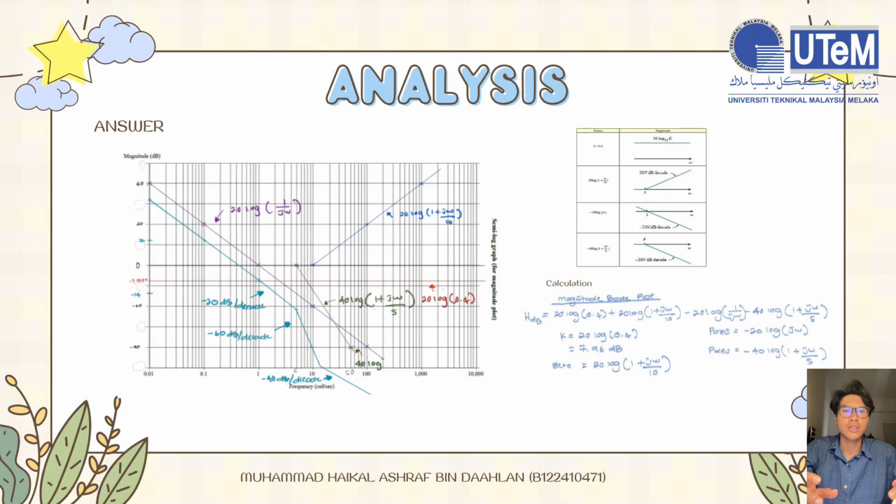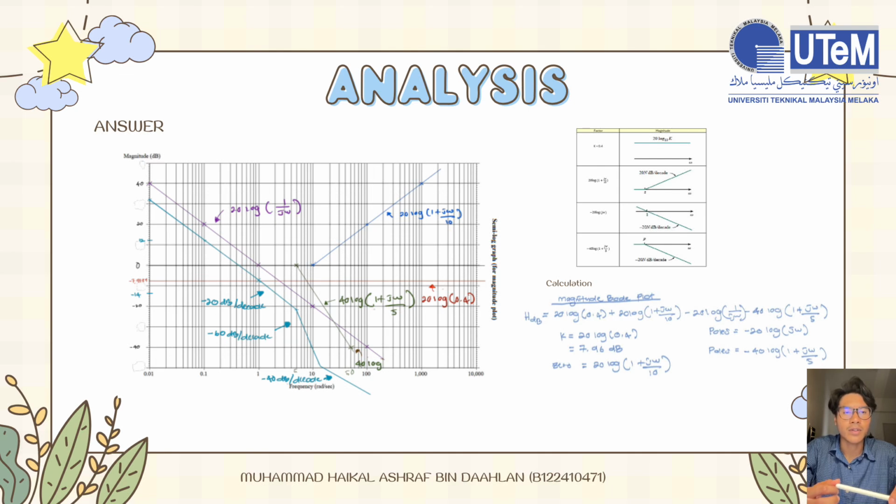Okay, we continue the analysis for the phase Bode plot, where firstly we must convert the value of magnitude to the phase. First, we have the 20 log 0.4. So we convert to the phase, which is tangent inverse of 0 over 0.4, and we get 0 degree. After that, we convert the zero, which in the magnitude is 20 log 1 plus j omega over 10. After we convert to the phase, we get tangent inverse of omega over 10.